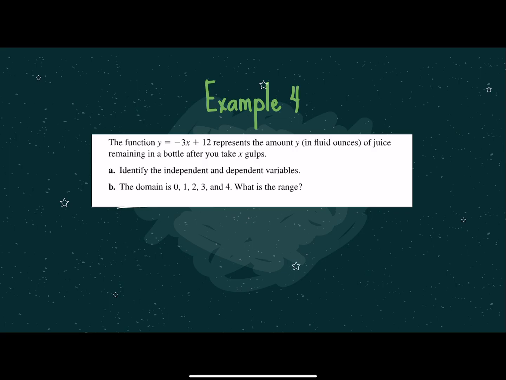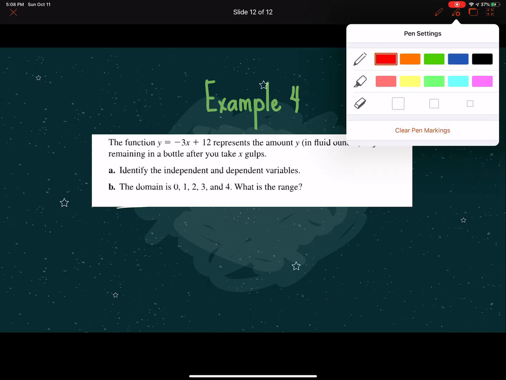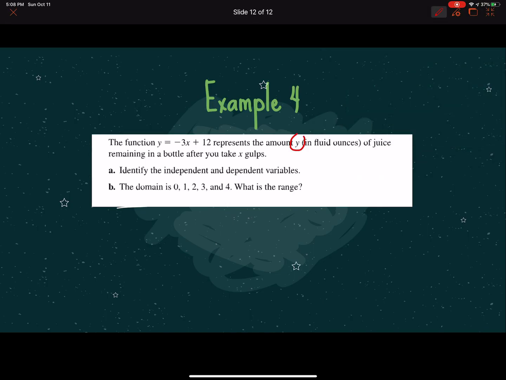Okay, example 4. The function y equals negative 3x plus 12 represents the amount y in fluid ounces of juice remaining in a bottle after you take x gulps. So they've given us, in the example, our value of y, which is the amount of juice remaining after you take x gulps. So x is talking about our number of gulps. And they've already given us the function, so what it would look like.